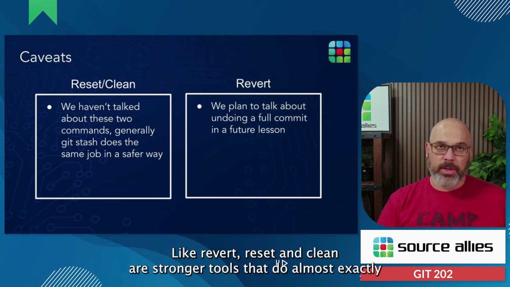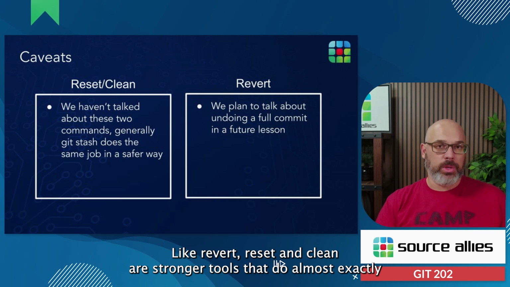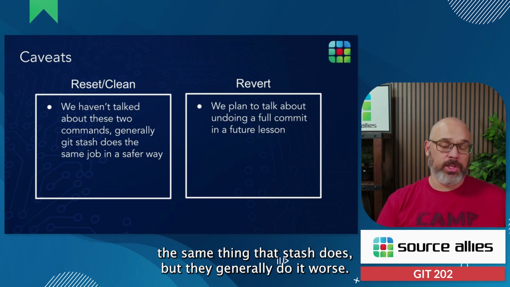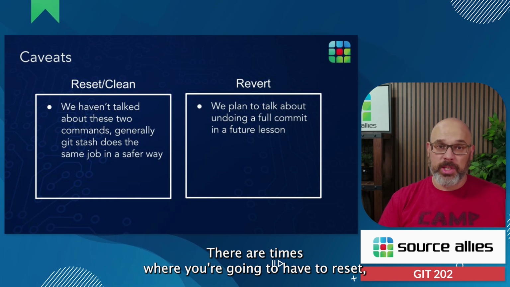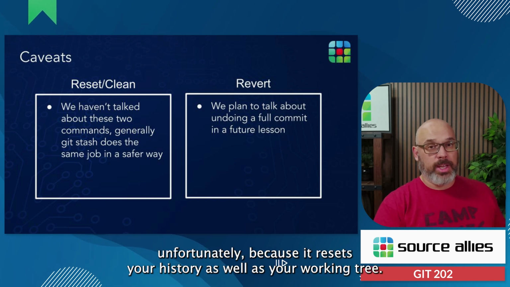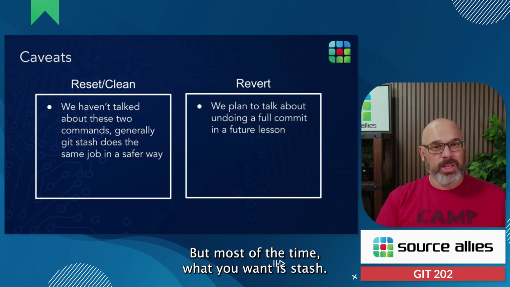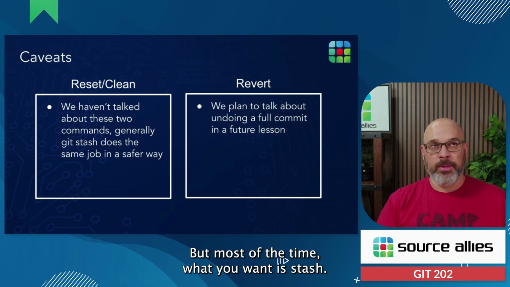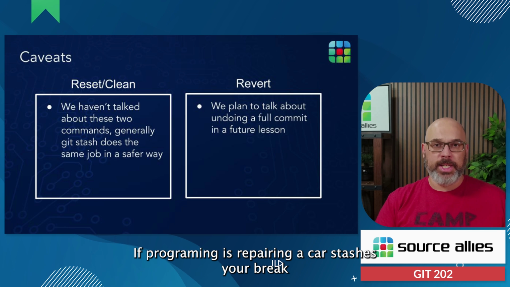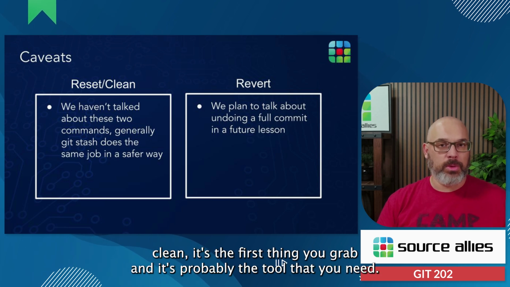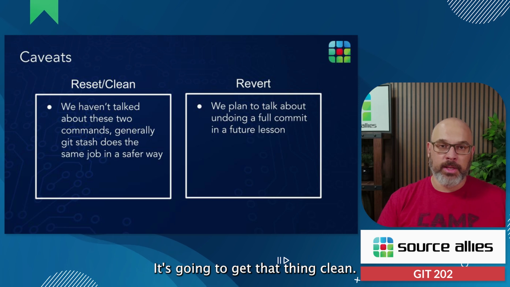Reset and clean are stronger tools that do almost exactly the same thing that stash does, but they generally do it worse. There are times where you're going to have to reset, unfortunately, because it resets your history as well as your working tree. But most of the time what you want is stash. If programming is repairing a car, stash is your brake clean. It's the first thing you grab, and it's probably the tool that you need. It's going to get that thing clean.